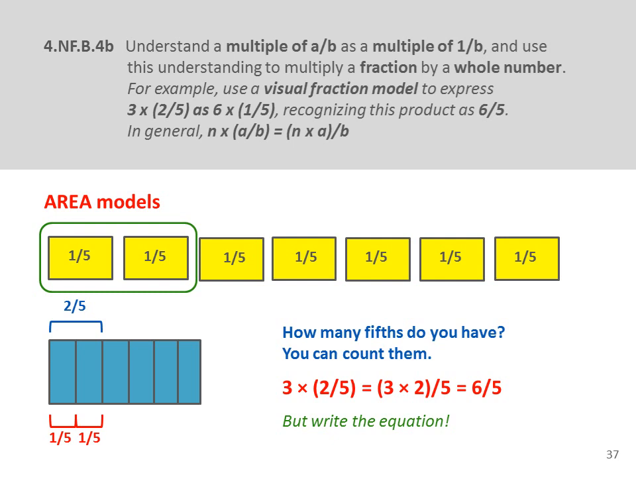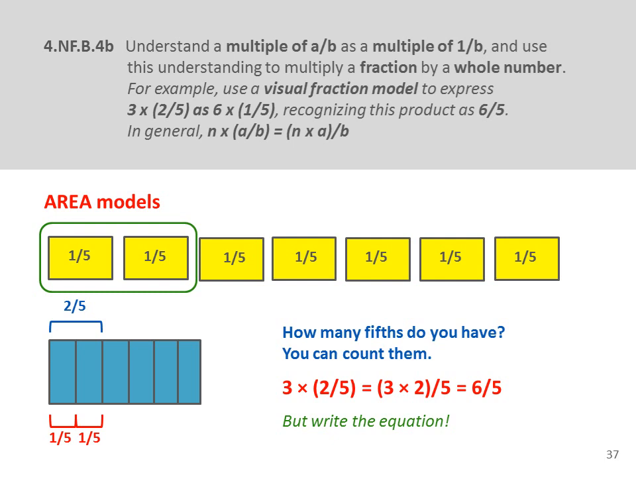Once children become comfortable with multiplying unit fractions by whole numbers, the standards have them multiply fractions other than unit fractions. 4.NF.B.4.B says to understand a multiple of a over b as a multiple of 1 over b, and to use this understanding to multiply a fraction by a whole number. In this slide, the example given in the standards is translated into an area model. Recognize 3 times 2/5 as 6 times 1/5.